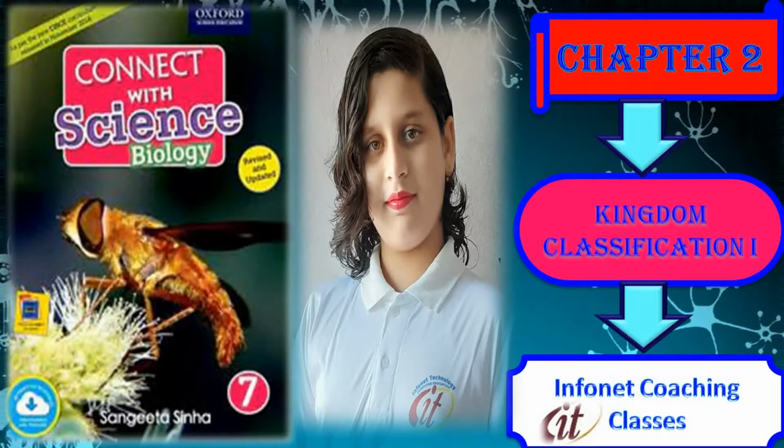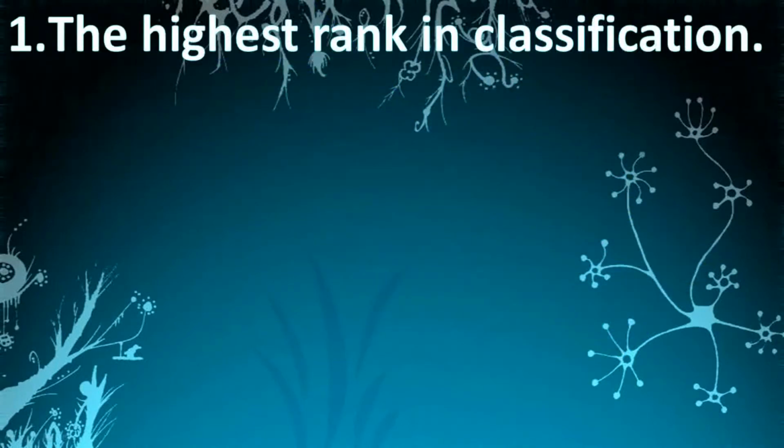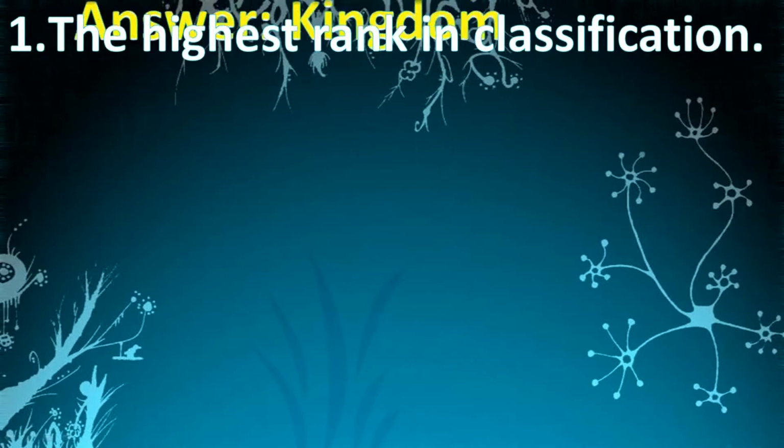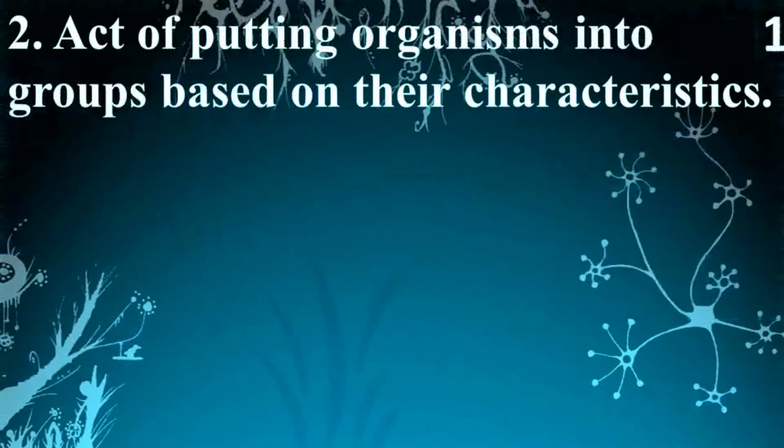Today we are going to discuss Biology Chapter 2, Kingdom Classification 1. So let's see. Section 1. Name the following. The highest rank in classification. Answer is Kingdom. Next question.